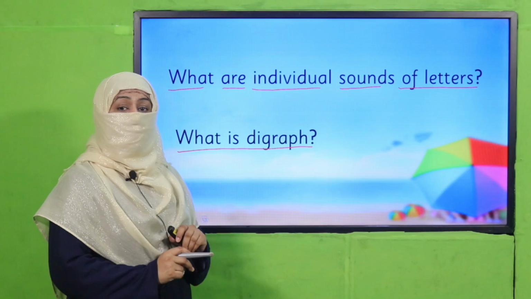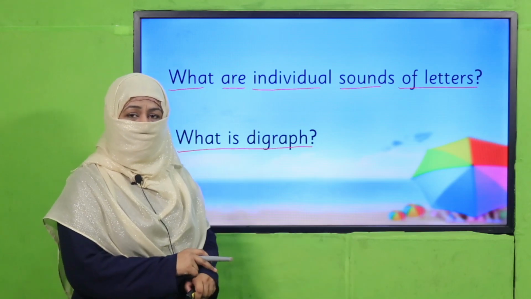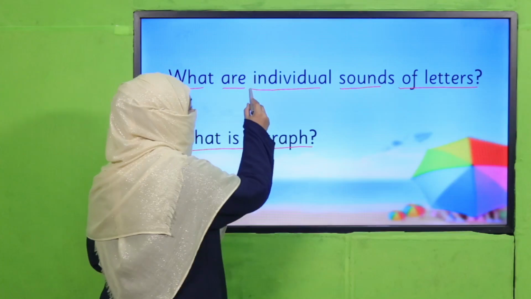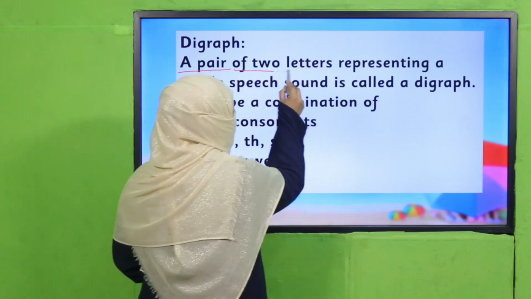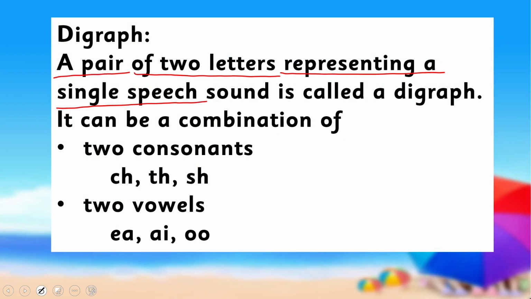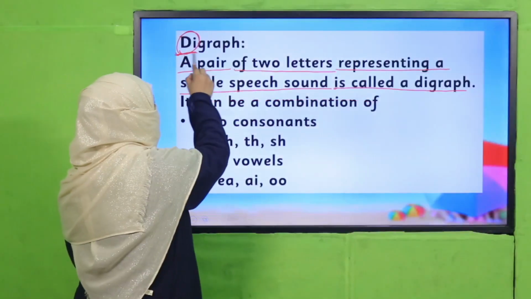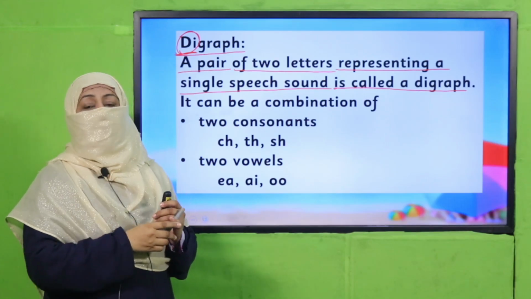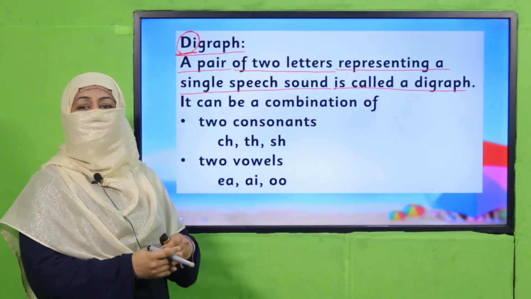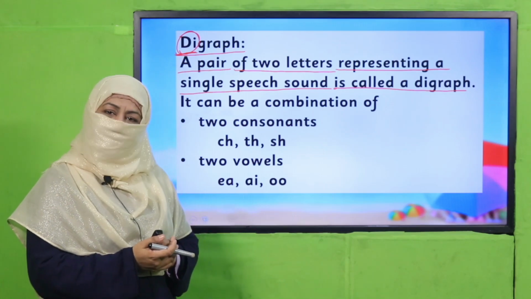Yes, my dear students, I hope you remember all the letters of the alphabet have their own sounds, and those sounds are called individual sounds. And digraphs are a pair of two letters representing a single speech sound. It is called a digraph. Whenever you find this word, di means two. So, digraphs mean two letters giving one sound. And what happens basically, they leave their own sound and they make a new sound which is called a digraph.